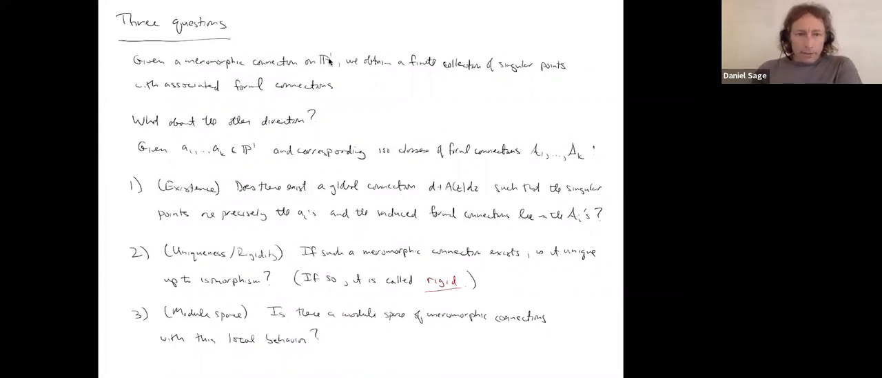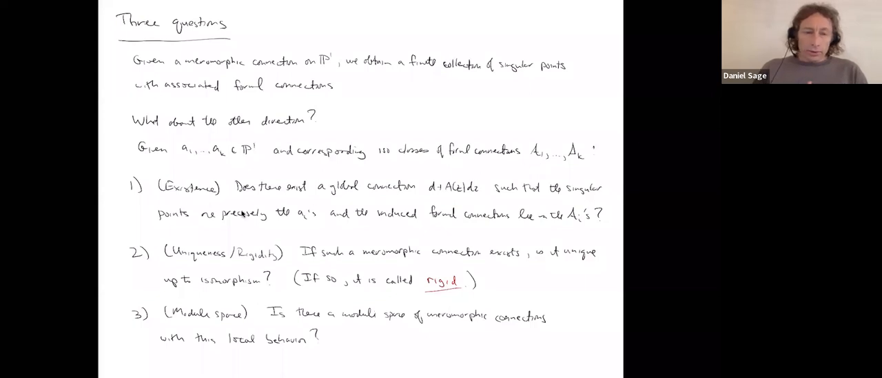So given a meromorphic connection on P1, you get a finite collection of singular points and they have associated formal connections. So that's global to local. We're interested in local to global. So what about the other direction? We take a finite collection of points and corresponding isomorphism classes of formal connections.